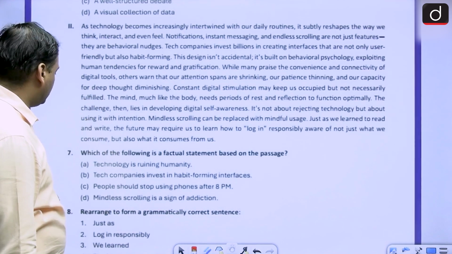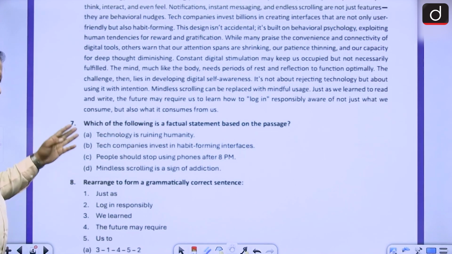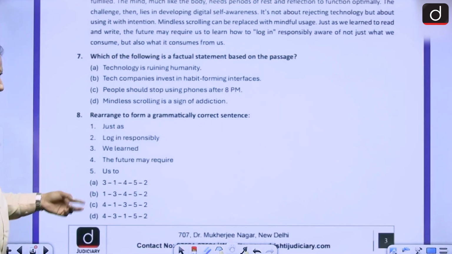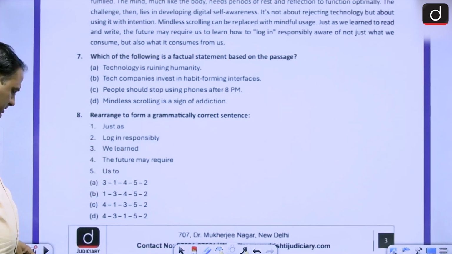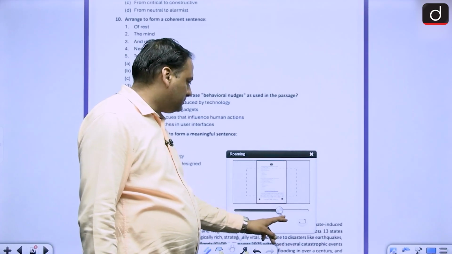Now some questions are here. Which of the following is a factual statement based on the passage? You will read the passage, you can gain it. Again, this is coming here, so it will be given in the passage. According to the passage, you need to find out. And some more questions.